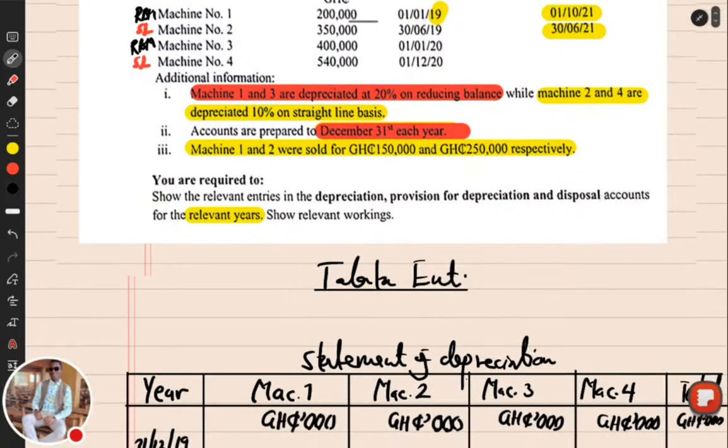So that means that for us to apply the RBM for the first time, we're going to apply the rate on the original cost of the asset. And in subsequent periods, we will then have to use the net book value principle, where we subtract accumulated depreciation from previous years from the original cost of the asset. So let's take note of that.